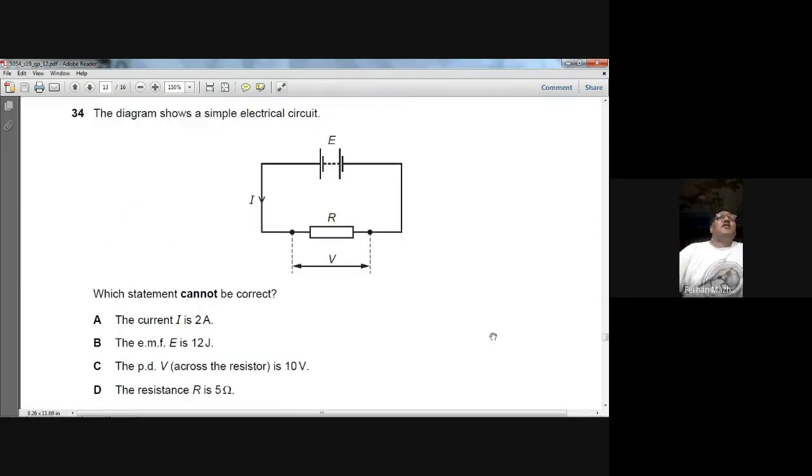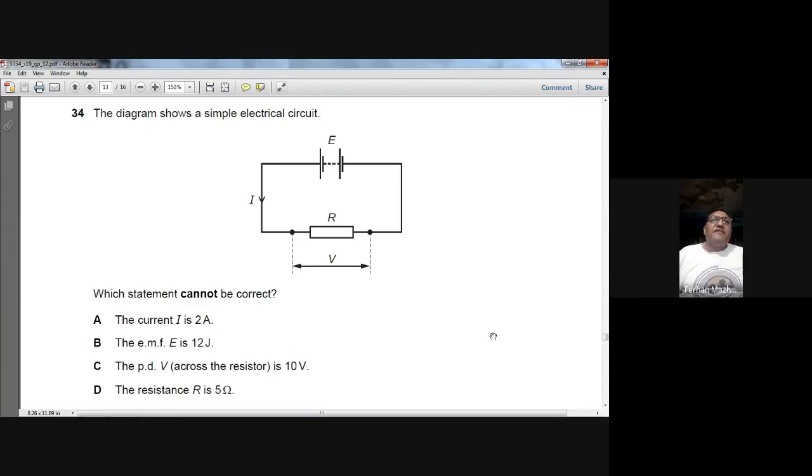Okay. Question 34. The diagram shows a simple electric circuit. Which statement cannot be correct? First statement is the current I is 2 ampere. 2 ampere, that's possible. The unit is correct. 2 ampere for current. Yeah, it could be possible.